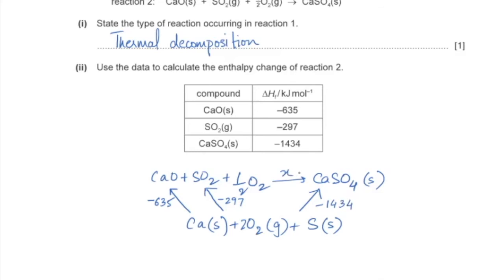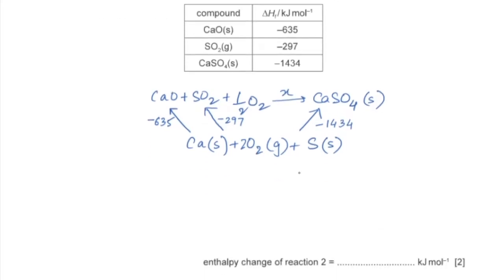Now, enthalpy of direct route is going to be equal to enthalpy of indirect route. Direct route is reaching calcium sulfate right from its elements in their standard states, while the indirect one is reaching calcium sulfate not directly from elements in their standard states, but via calcium oxide and sulfur dioxide, and then calcium oxide and sulfur dioxide to calcium sulfate. So -1434 is equal to the enthalpies of the indirect route, which is -635, -297 plus X, and hence the enthalpy for reaction 2 is -502 kilojoules per mole.